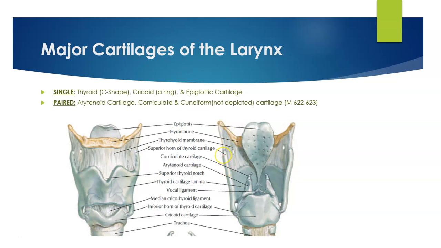The main cartilages of the larynx are this C-shaped thyroid cartilage seen here. You have the ring-shaped cricoid cartilage seen here, and then you have the epiglottic cartilage seen here. The paired cartilages consist of the arytenoids on either side here, the corniculate cartilages seen at the apex of the arytenoids, and then not pictured, we also have a set of cuneiform cartilages.